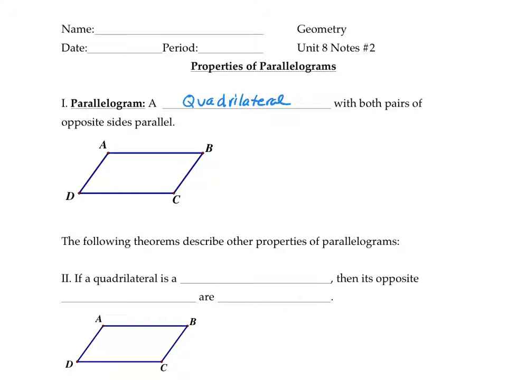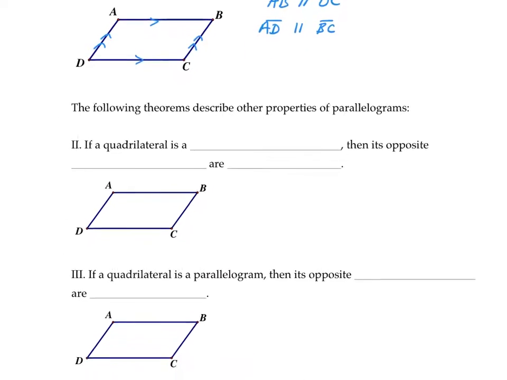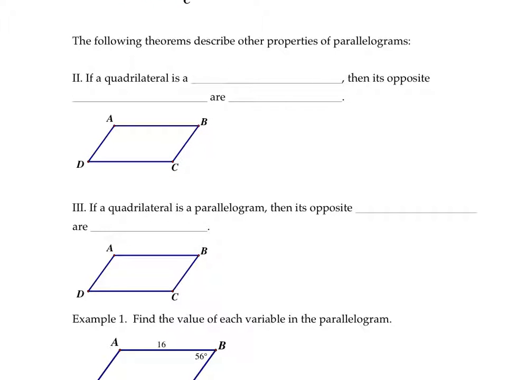So don't forget that we use the little arrows to indicate that lines are parallel to each other. So we need to have line segment AB parallel to line segment DC, and we also have to have line segment AD parallel to BC. Okay, so important to note that it has to be both pairs and not just one pair of opposite sides parallel. Now we're going to take a look at a bunch of different theorems describing parallelograms and their properties.